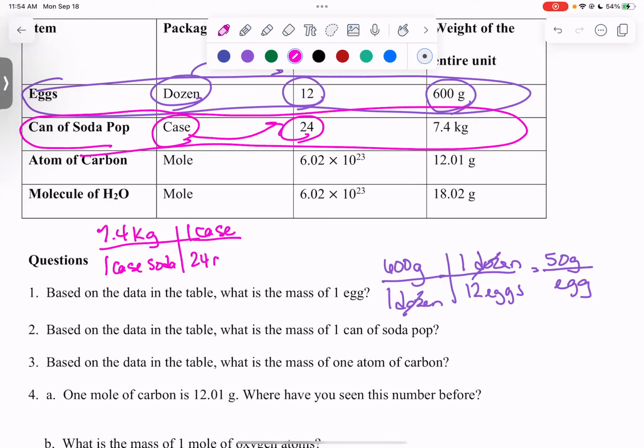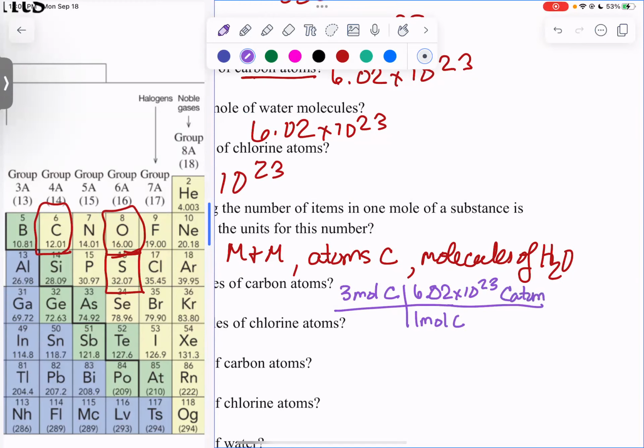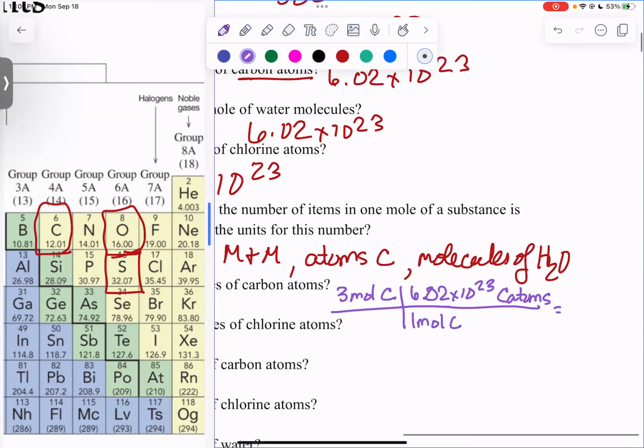How many atoms, I know I'm gonna have to use Avogadro's number, are in 3 moles of carbon atoms? So if I start out and I have 3 moles of carbon, I wanna get to atoms of carbon. So I know in 1 mole of carbon, Avogadro's number, 6.02 times 10 to the 23rd carbon atoms, or atoms of carbon, however you want to say that. So when I do that math, I get 1.806 times 10 to the 24th carbon atoms. I'm running out of room.